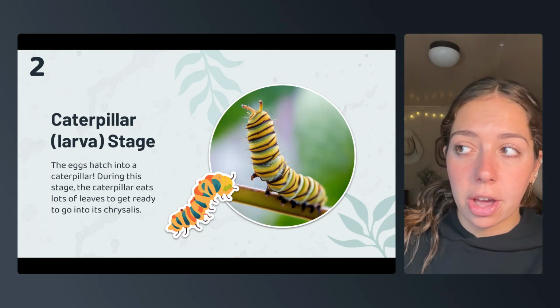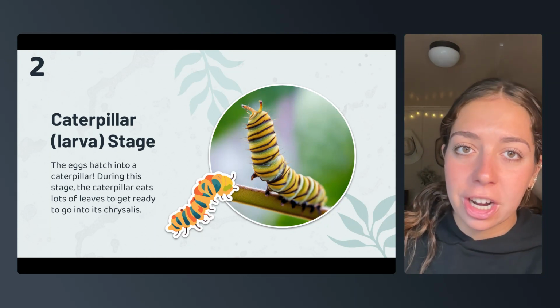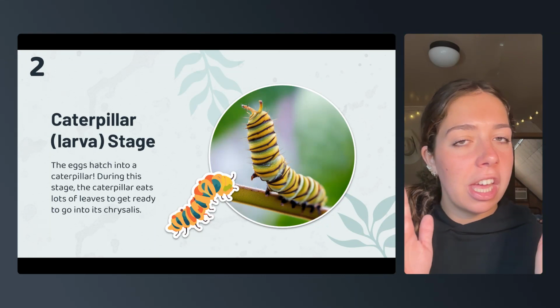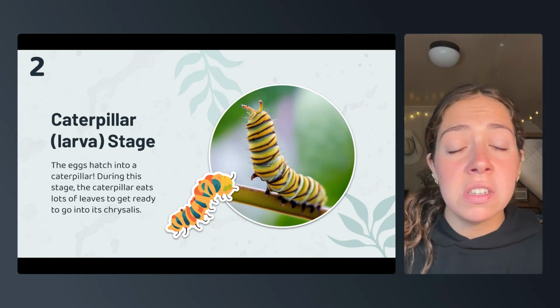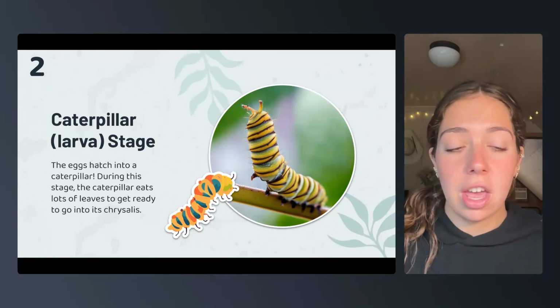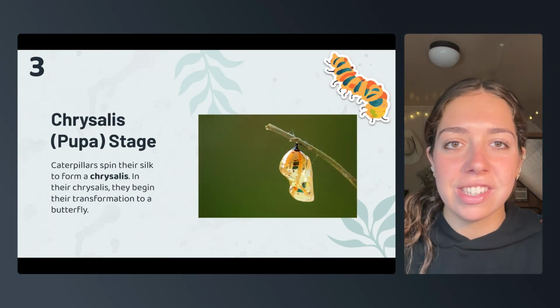Maybe you guys remember the Hungry Caterpillar book that we've read before. It's going to keep eating and eating and getting bigger and bigger until it's ready to go into the next stage. So let's see what the next stage is.